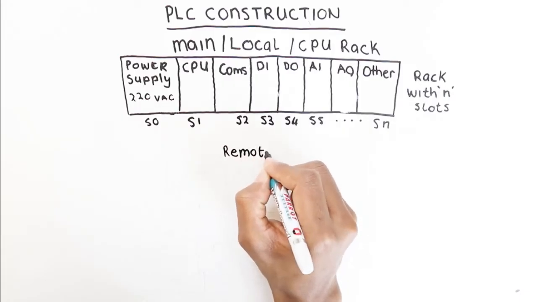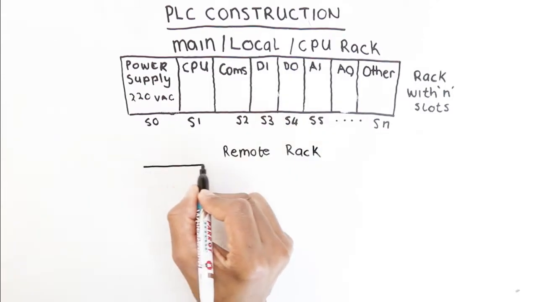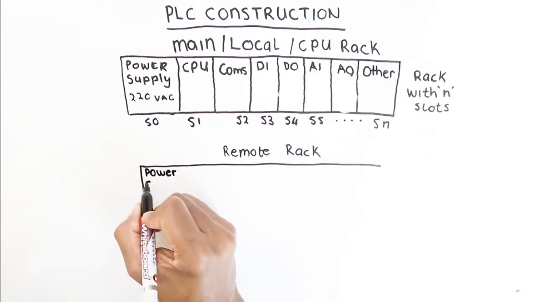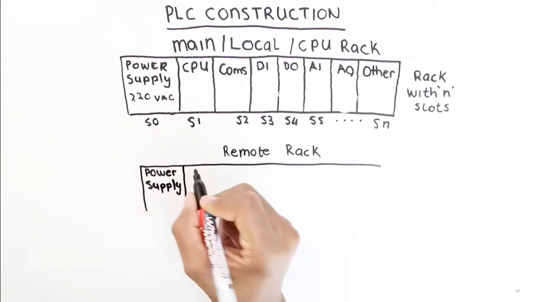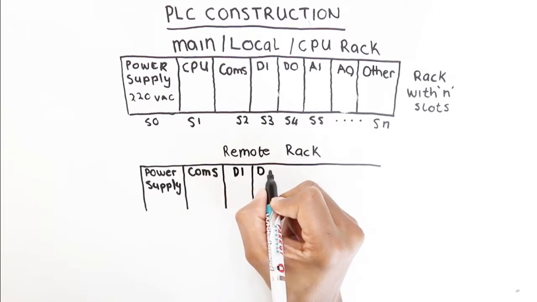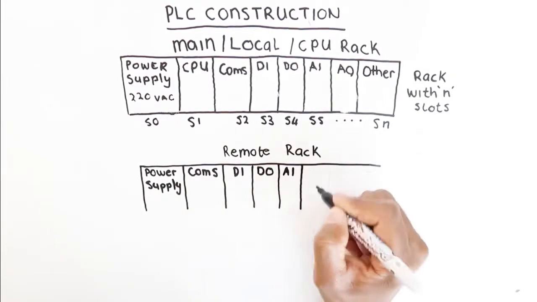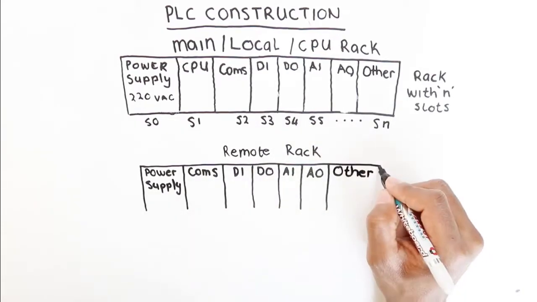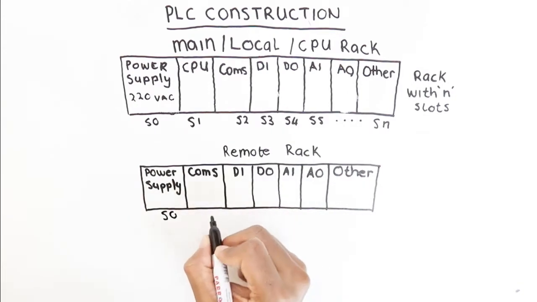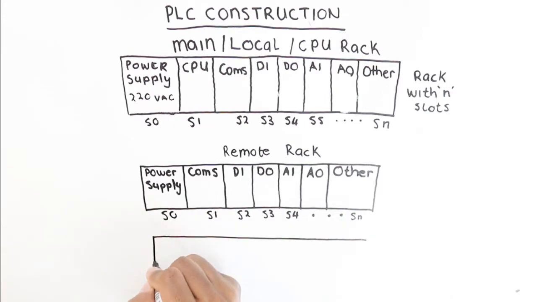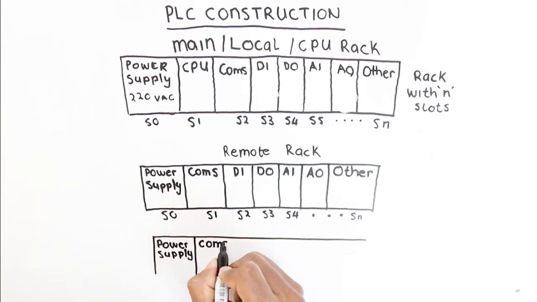The fact that there is something called a main rack means that we also have another type of rack in our PLC construction, and that is called the remote rack. You need remote racks because if you run out of space on your main rack, you need to have your I/O interfaced with the PLC on another rack, and that's usually why you'd have a remote rack. But then that remote rack must be able to transfer the signals to and from the CPU.